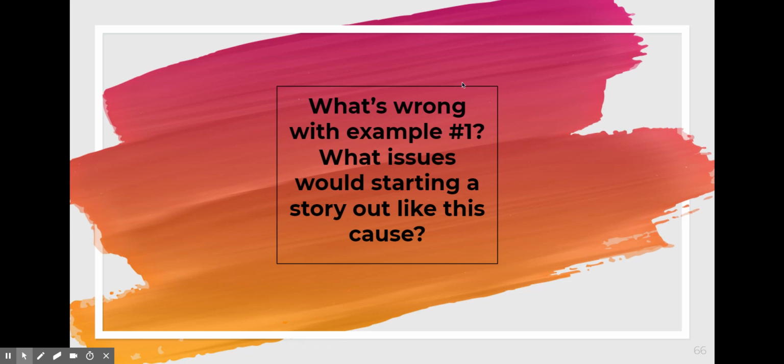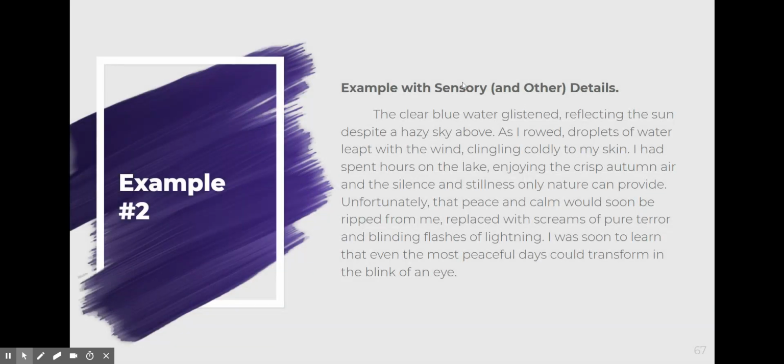What issues would starting a story out like this cause? Let's say that's the first paragraph of a personal narrative that my student wrote. I would advise them, instead of telling me, to try to show me. Bring me into the story with you.